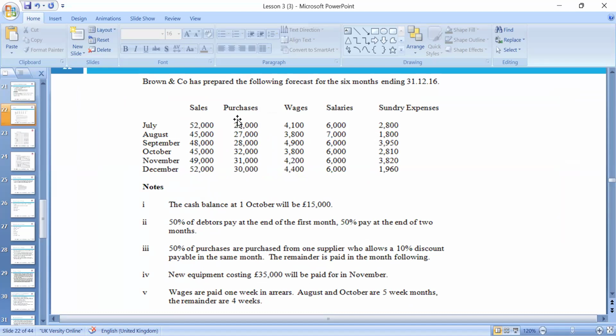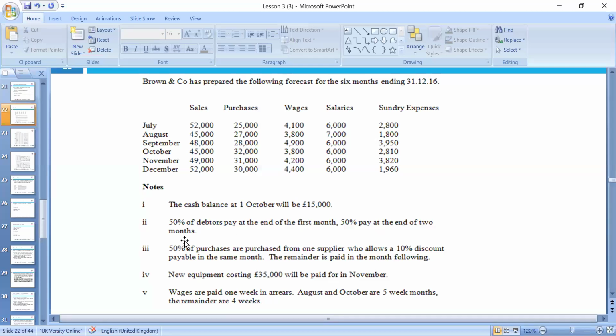The sales we have, purchases we have, wages we have to pay, and then we have a cash balance at the beginning of October. We look at the 50% debtors, which means the credit sales we make to our customers. The 50% money we receive at the end of the month we sell, and the other 50% they will pay me at the end of the 2 months.